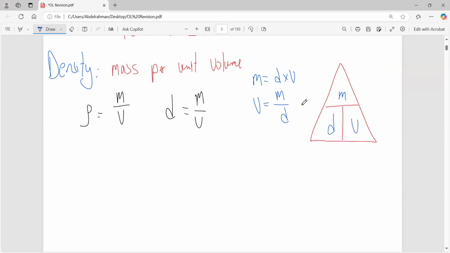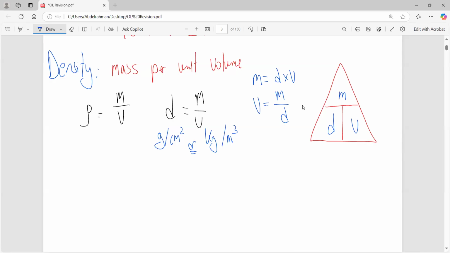Density is the mass per unit volume. What is the unit of the density? It's a very commonly used unit: grams per centimeter cubed or kilograms per meter cubed. To be able to use these units, whether we need to find the density, the mass, or the volume, the units need to be alike.